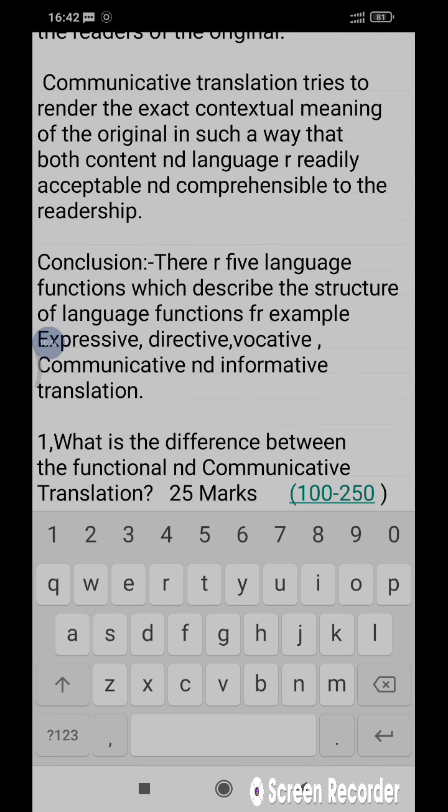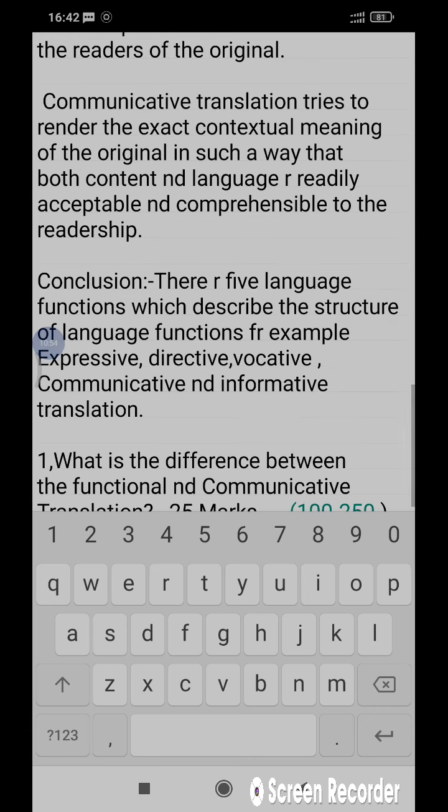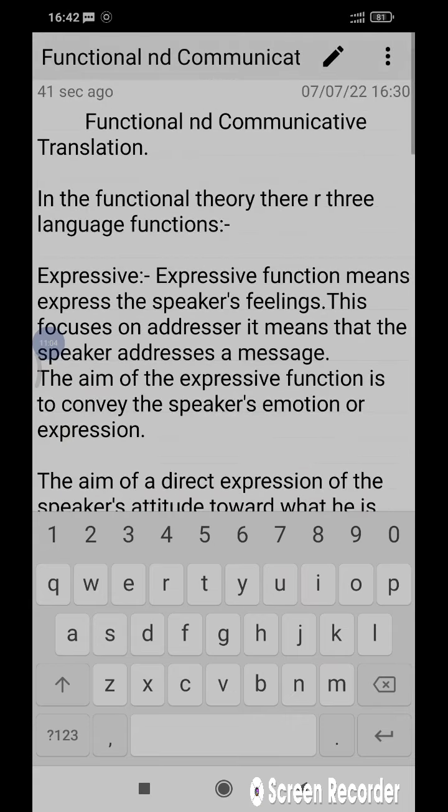which are the most important points, which come in your exams again and again, and you have to explain it in 150 to 250 words. The question will be a 25 marks question, and you have to explain in a very deep manner with examples, otherwise your marks will be deducted. Okay, so the question will come in this way: functional and communicative translation.